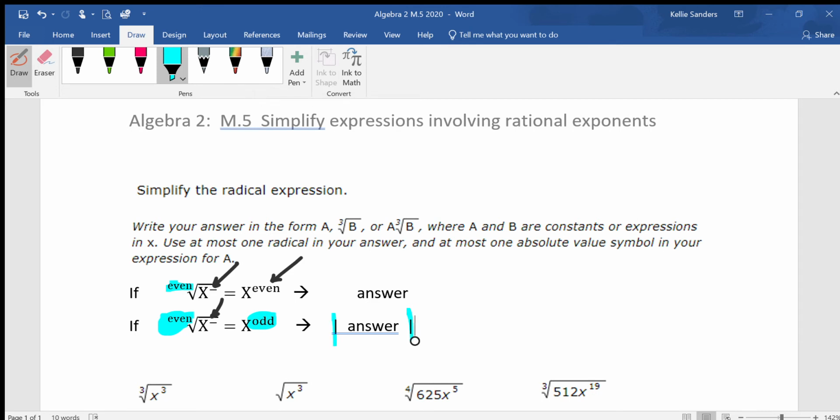The reason for that is whenever we have an even amount of exponents, we don't know whether that base was positive or negative. It could have been either one. So whenever our answer is odd, we still don't know if it's positive or negative, we're going to put absolute values around it to make sure that we're able to do it.